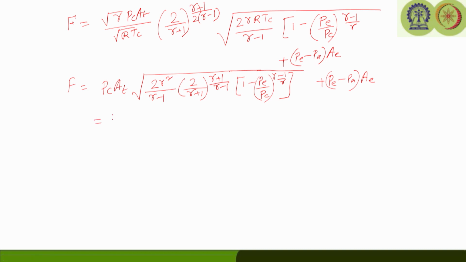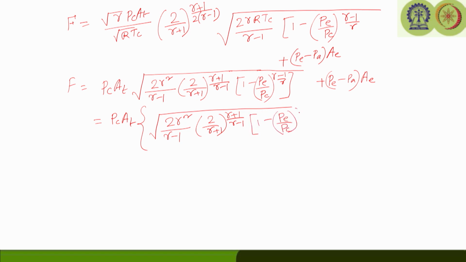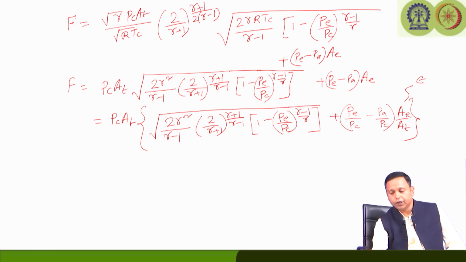Now, let us try to keep the Pc At outside and all others inside this second bracket, or the curly bracket. So, we can write 2 gamma square by gamma minus 1 into 2 by gamma plus 1 to the power gamma plus 1 by gamma minus 1 into 1 minus P by Pc to the power gamma minus 1 by gamma, plus, since we have taken Pc At outside, you have to include those terms here as well. So, you can write this as P by Pc minus Pa by Pc into Ae by At, bracket close. Ae by At is nothing but the area ratio, sometimes denoted as epsilon, if you recall, which is the ratio of exit area to the throat area.